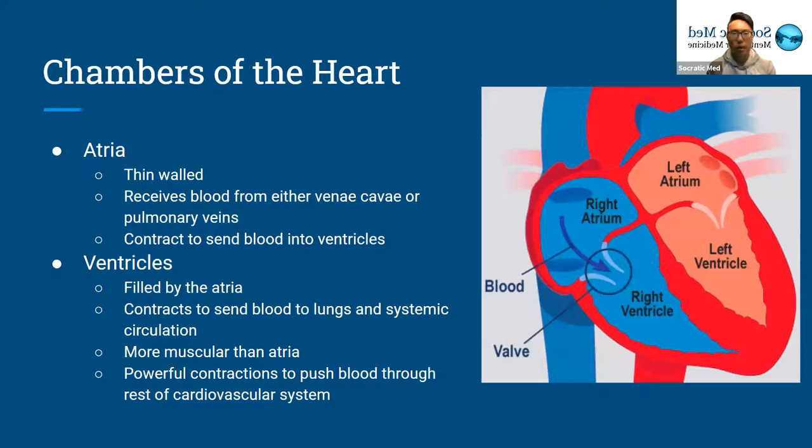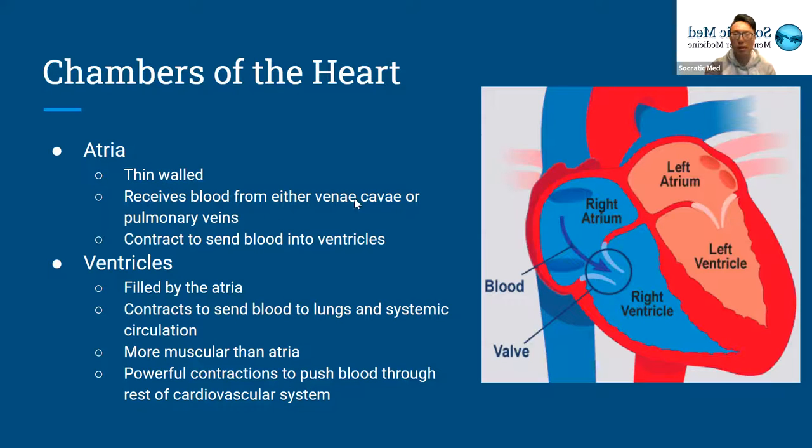So the heart has four different chambers. There are two atria and two ventricles. The atria are at the top. There's one on each side, and they're thin-walled. So they're not as muscular as the ventricles. They're thinner and they have a lot less muscle.